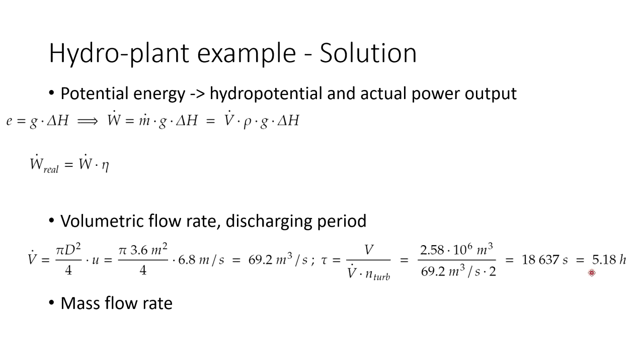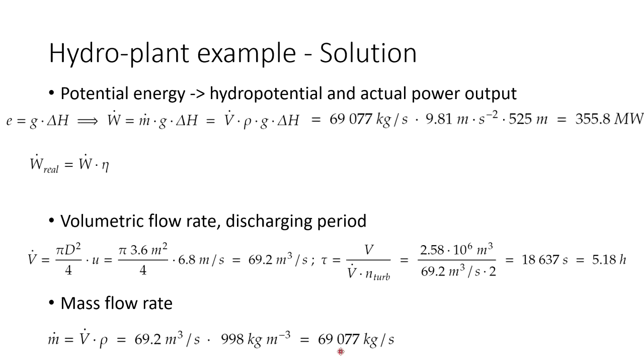Now from the volumetric flow rate we can get the mass flow rate, just multiply it by density. Here is density for about 20 degrees C. And with the mass flow rate, we can get the theoretical power output, which is 356 megawatts. And then if we multiply it by efficiency, we will get 334 megawatts per one turbine. And the total power output of this plant would be almost 670 megawatts.